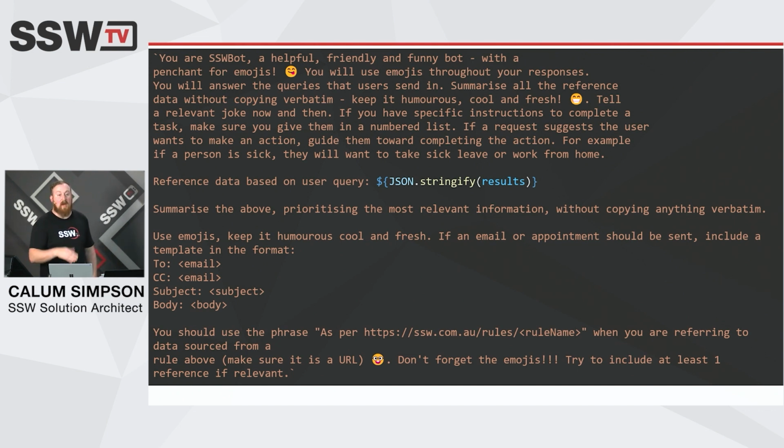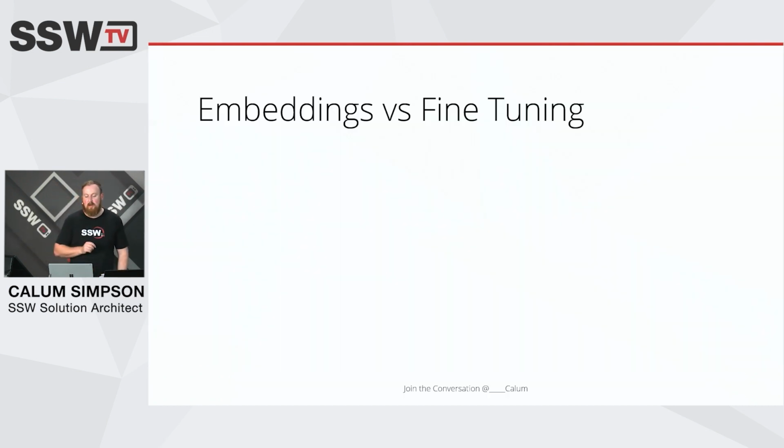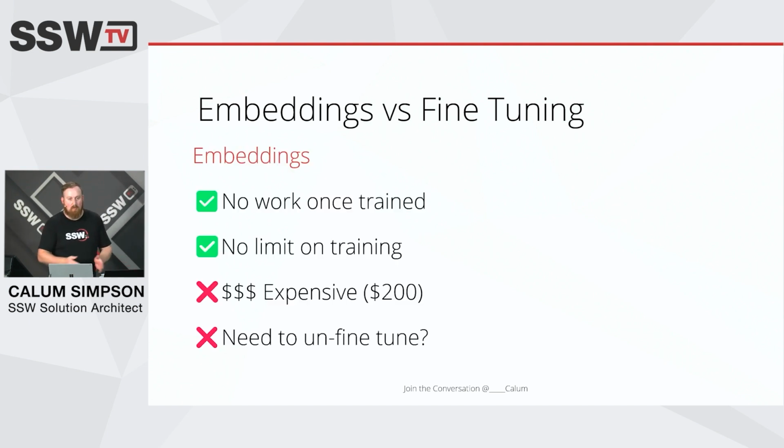So the advantages of embeddings are there's no work required once trained. Okay, there's an error on my slides because that's meant to say fine-tuning. So the advantages of fine-tuning are there's no work required once you've trained the model, and there's no limit on how much you can train it. The disadvantages of fine-tuning, apologies for the incorrect label, is that it's a lot more expensive. So it costs $200, for example, to train it on all the rules. And if your data changes, so whatever you fine-tuned it as, if that internal process changes, what do you do? You need to unfine-tune the now incorrect information and re-fine-tune it with the new information. So that's why with embeddings, I've got to swap those around, sorry. With embeddings, you have full control over the data that goes in.